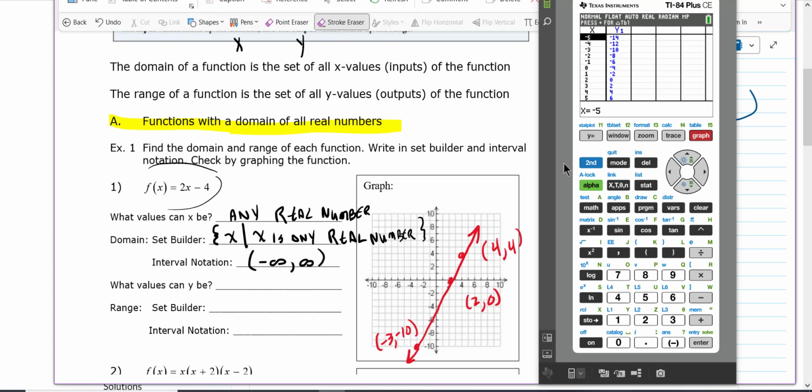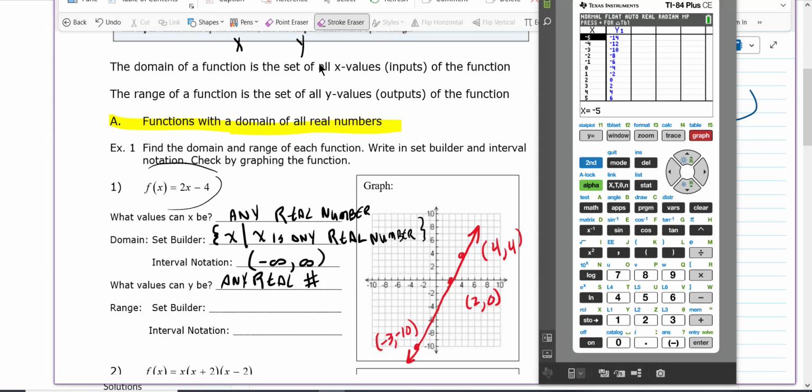Y can be anything. It goes down forever, y can be anything. So in this problem, based on your graph, the fact that it's taken up every y value there is means that y can also be any real number. So you want to write that down. Y can be any real number. And you can use that number symbol as an abbreviation for number if you want to.